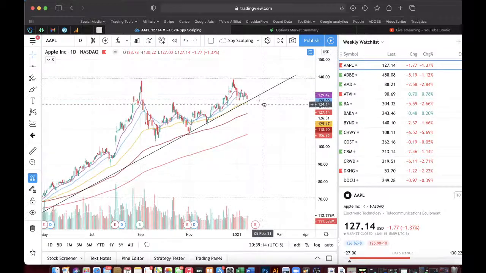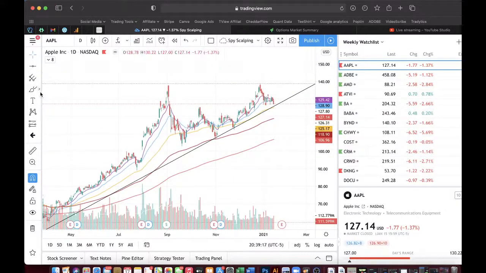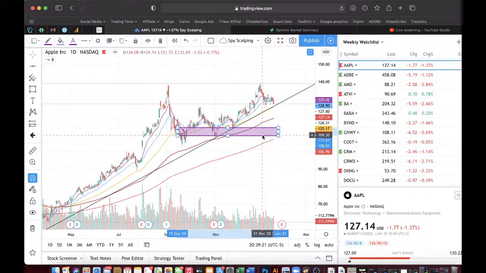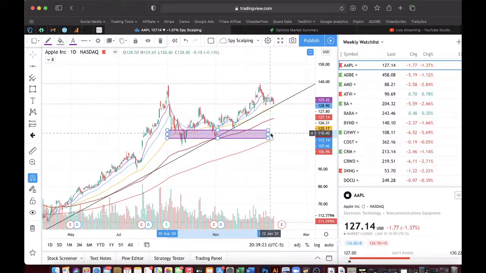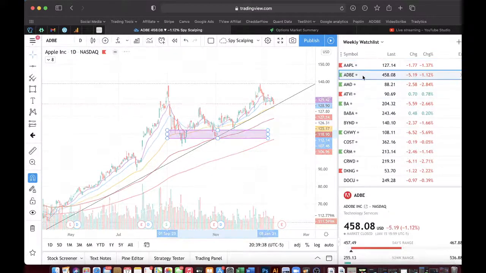So if we break that, not a whole lot of support on Apple until this zone here, back at like one top portion, 112, something like that. You do have the 100 EMA right here, 118, but not a whole lot of support on Apple if we do break down here. So that's another key indicator of why I'm technically going to be bearish if we break that 21 EMA on SPY.